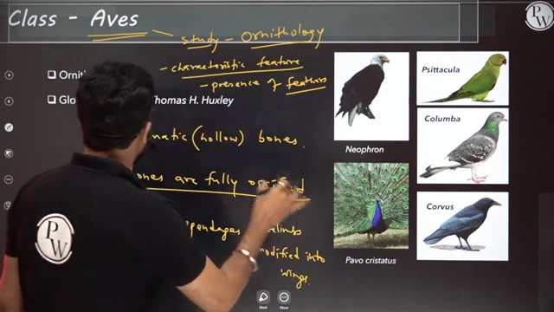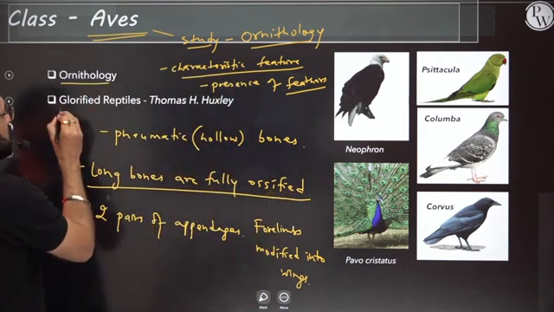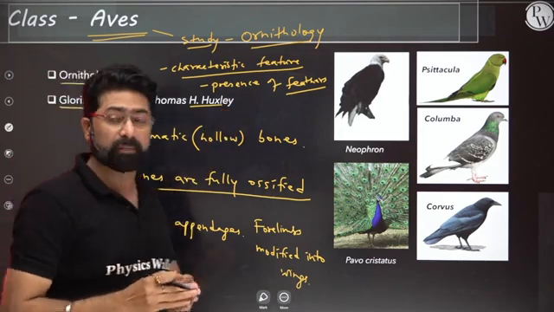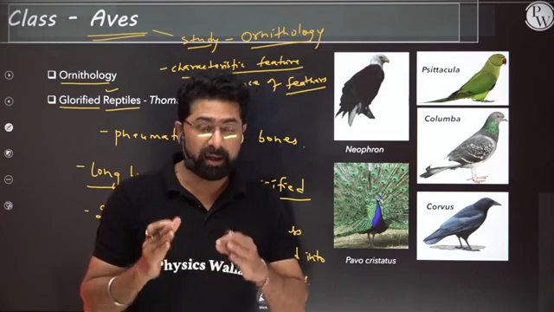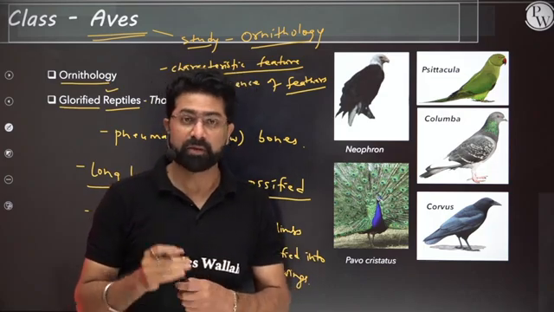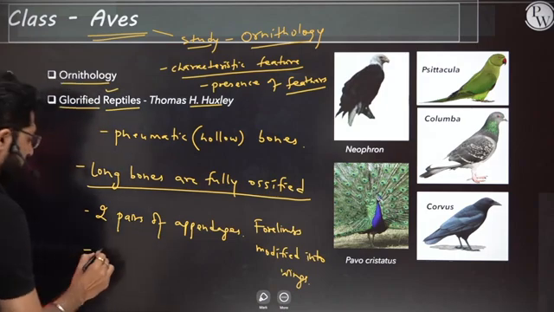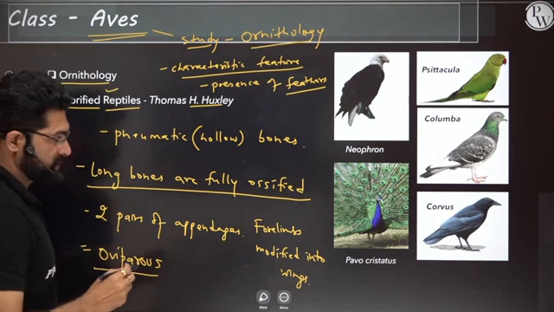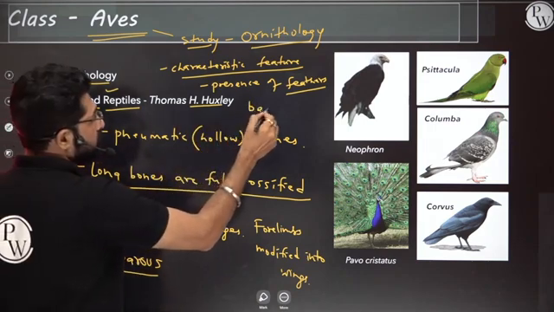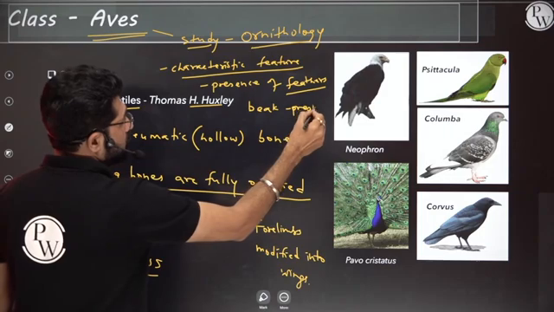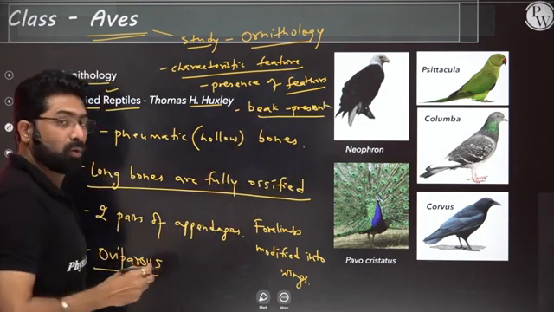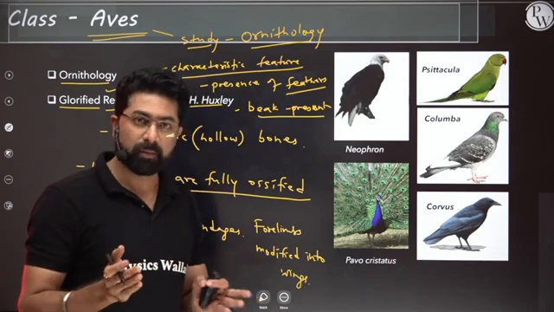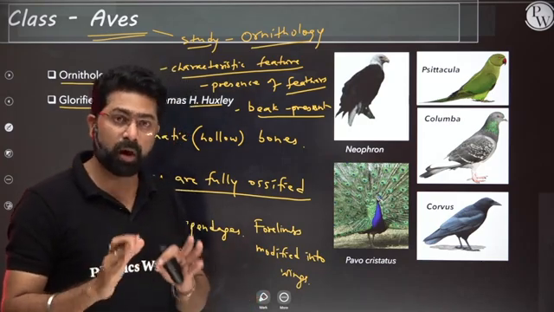Correct? The study is called ornithology, and Thomas Huxley called birds glorified reptiles. Is it okay with you? They are mostly oviparous. Without exception, they are oviparous. Presence of beak is there in them. Beak is present without teeth in all modern birds.